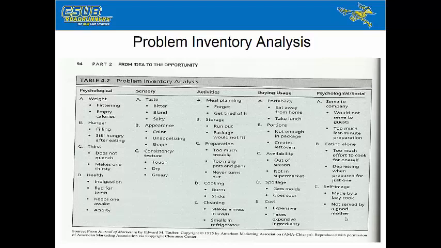So if we did this as an exercise, we would start with nothing down here and just these columns up here, and we would come up with ideas on what is bad or what could be better about a certain type of product or service based on those categories.